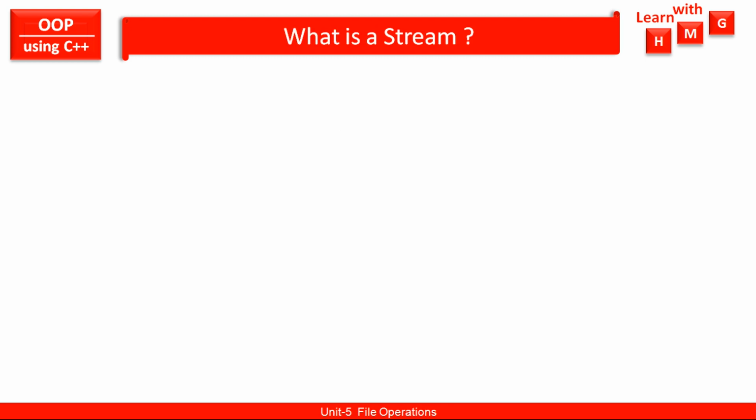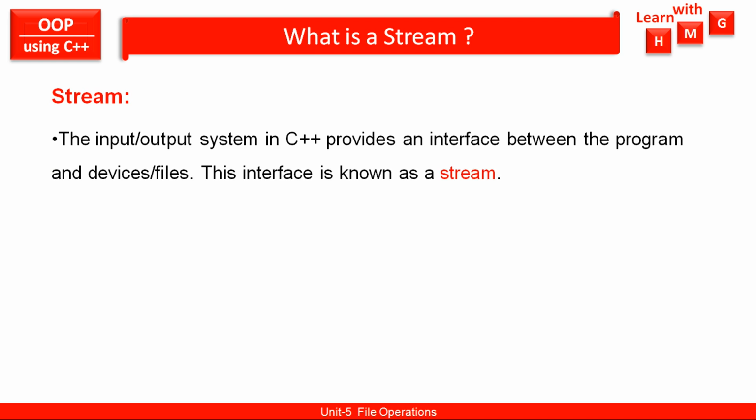So let us see first what do you mean by a stream. The input-output system in C++ provides an interface between the program and the devices or files. This interface is known as a stream. So in a C++ program, we always perform basic input operations like reading from a keyboard and displaying the output data on a screen. To perform these basic input-output operations, we require streams, and that is the interface between the device and the program, and that interface between the device and program is known as a stream.